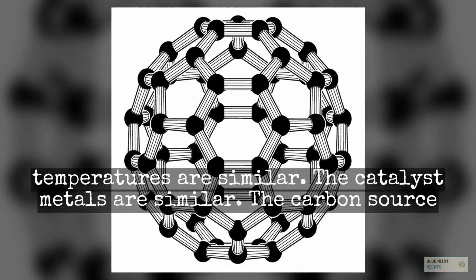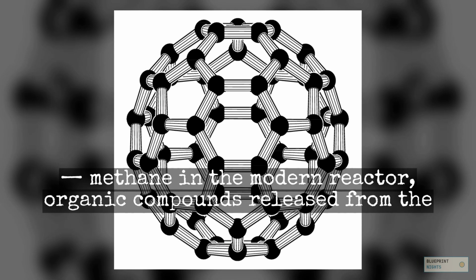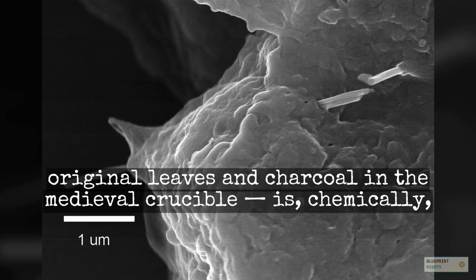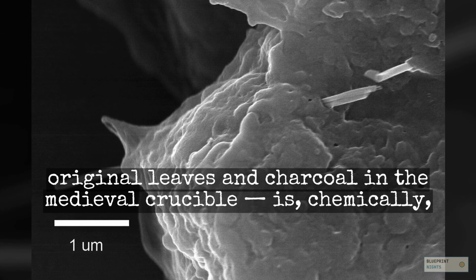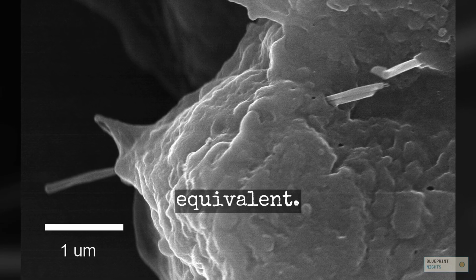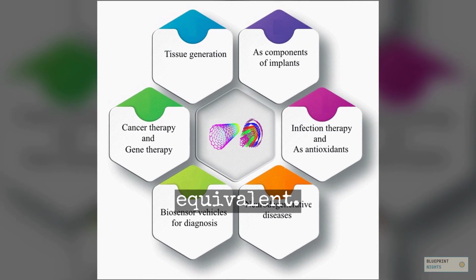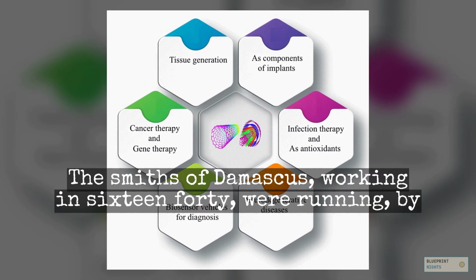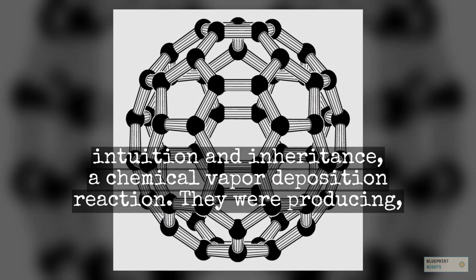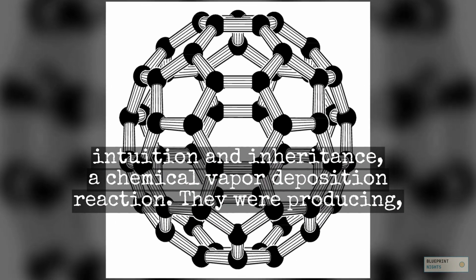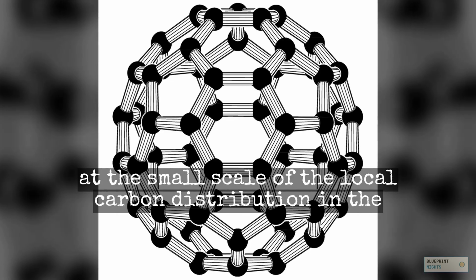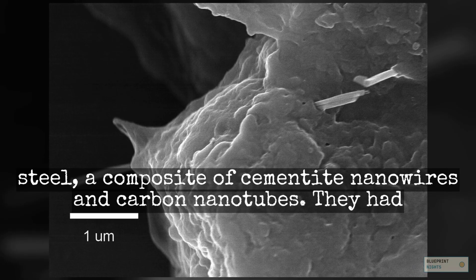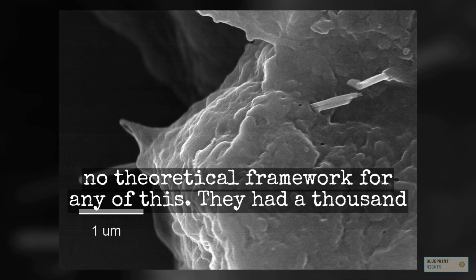The temperatures are similar. The catalyst metals are similar. The carbon source, methane in the modern reactor, organic compounds released from the original leaves and charcoal in the medieval crucible, is chemically equivalent. The smiths of Damascus, working in 1640, were running, by intuition and inheritance, a chemical vapor deposition reaction. They were producing, at the small scale of the local carbon distribution in the steel, a composite of cementite nanowires and carbon nanotubes.